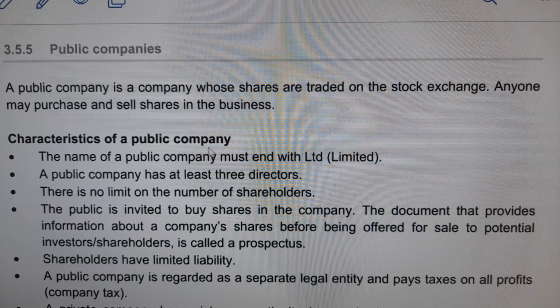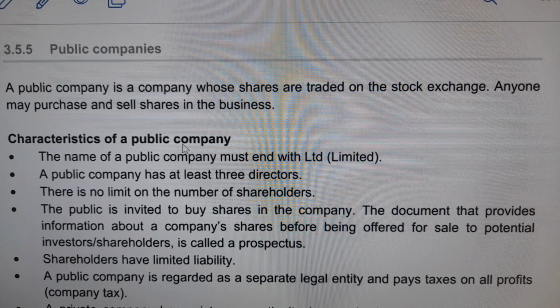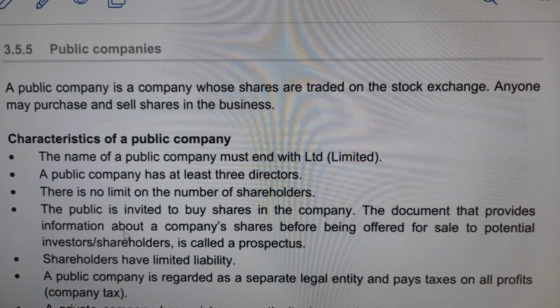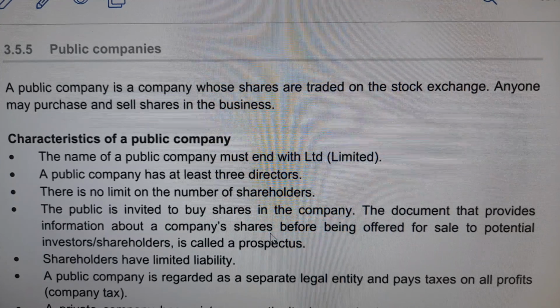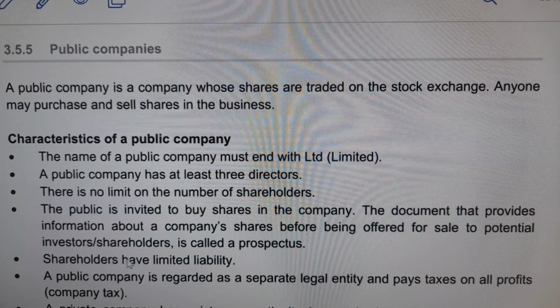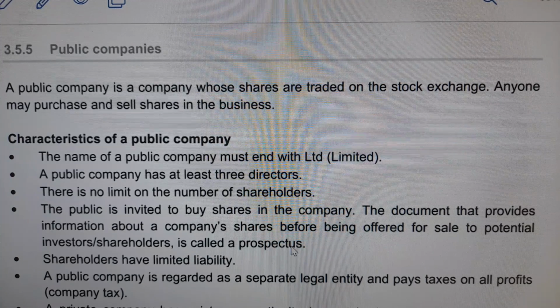The characteristics of a public company: the name of a public company must end with Ltd, which is limited, just Ltd. A public company has at least 3 directors. There is no limit on the number of shareholders. The public is invited to buy shares in the company. The document that provides the information about the company's shares before being offered for sale to potential investors or shareholders is called the prospectus.